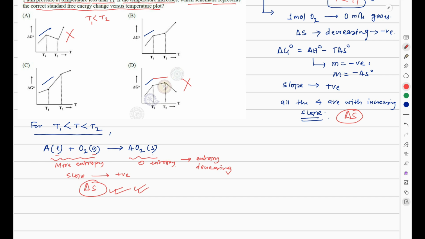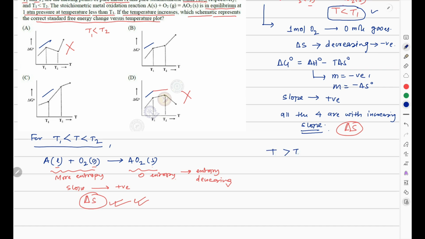Now for the third case, when the temperature T is greater than T2, the reaction will be A liquid plus O2 gas giving rise to AO2, which will be in the liquid phase, because AO2 has already crossed its melting point, since the temperature is greater than T2. Similar to the previous two cases, we can again see that the entropy will decrease. So delta S would be negative because liquid plus gas gives rise to liquid.